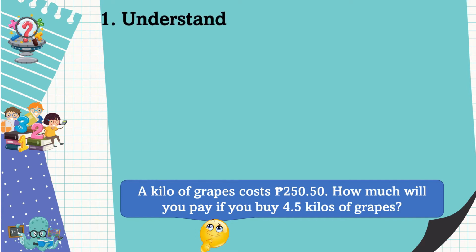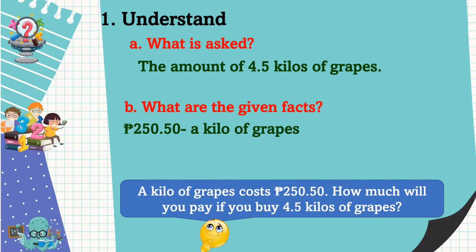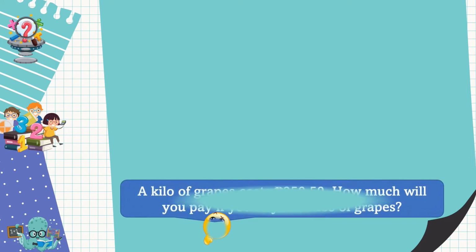First, we need to understand the problem. We should know what is asked. So, what is asked in this problem? The problem is asking for the amount of 4 and 5/10 kilos of grapes. What are the given facts? The given facts are 250 pesos and 50 centavos a kilo of grapes, and 4 and 5/10 kilos of grapes. We already understand the problem.